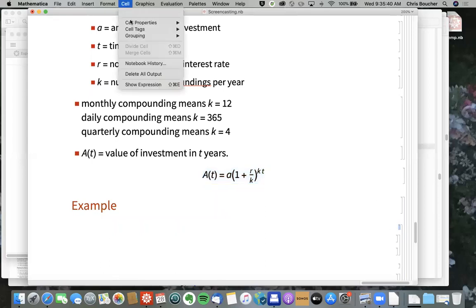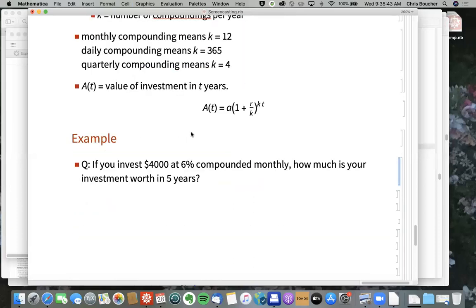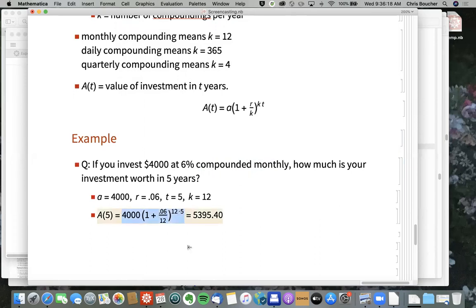So an example of compound interest. Suppose I invest $4,000 at 6% compounded monthly. How much is your investment worth in 5 years? Well, it's just a matter of identifying all the right values on the right-hand side here and plugging in. A is 4,000, that's the initial investment. The rate is 6% or 0.06. T, the number of years that goes by, is 5. And since we're compounding monthly, K is 12. So I just load that into the formula. That looks like this. Plug that into a calculator, and I come out with this value.